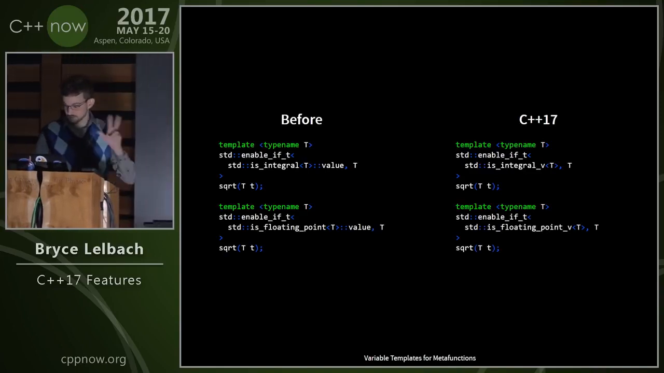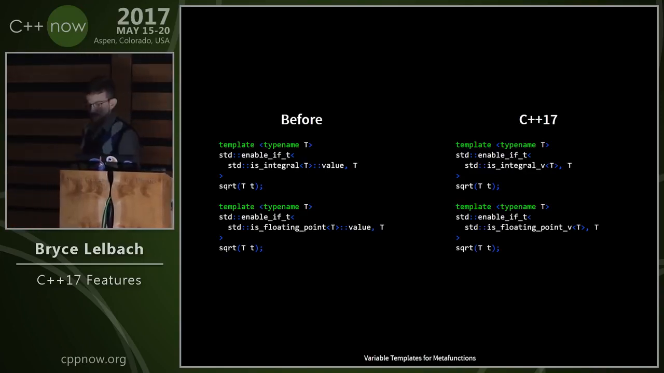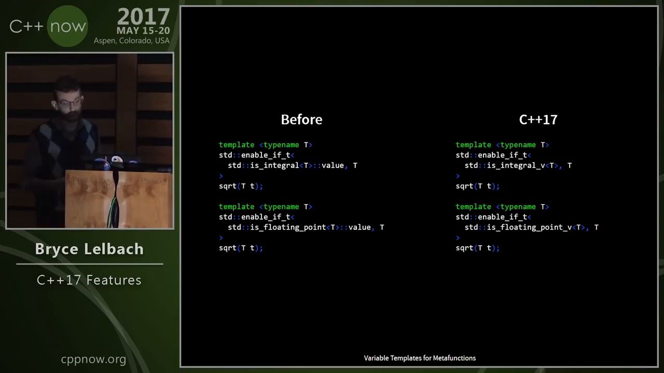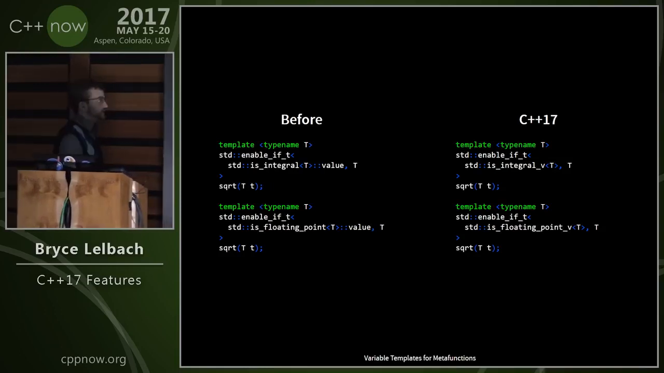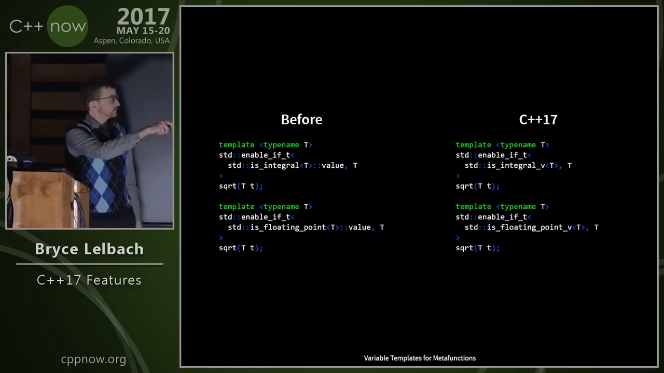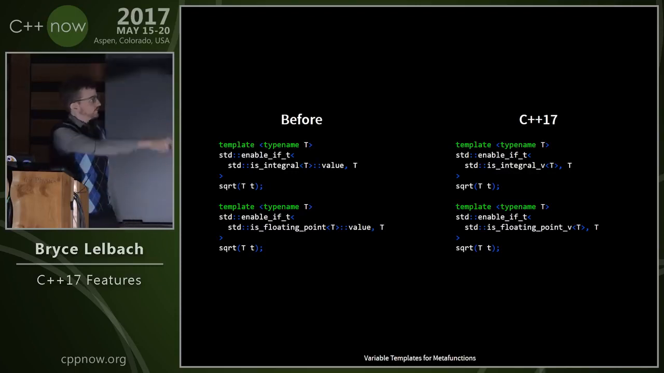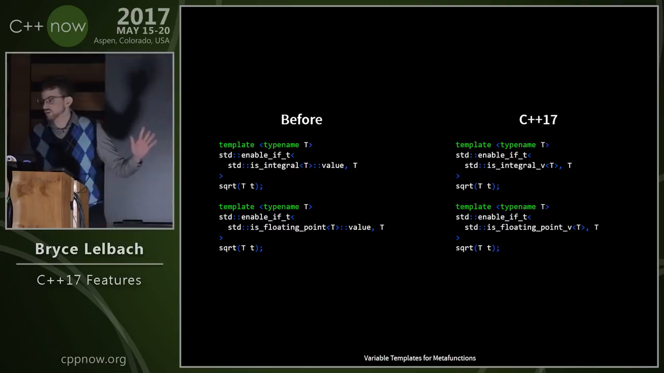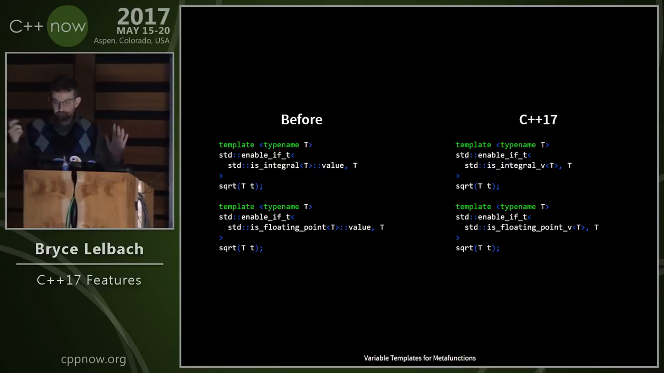All right, two more features, then we're done. So C++17 adds variable templates for all the type traits and metafunctions in the standard library. So previously, if you're using is_integral, you'd write std::is_integral<T>, then you'd have to do ::value. So now you can just write std::is_integral_v, and that is a variable template alias to this. Fairly straightforward.